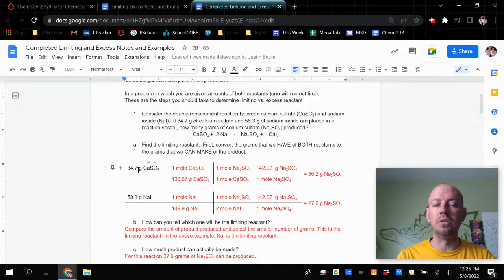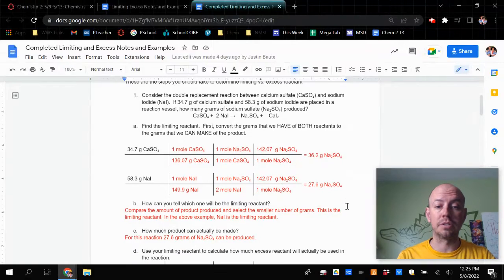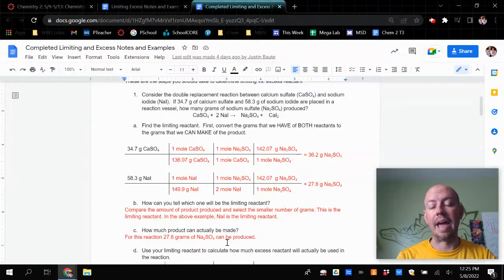So when we do two sets of train tracks, we answer both of those questions using now our limiting reactant, how much excess is actually used. So our sodium iodide is what ran out. It made a certain amount of sodium sulfate.